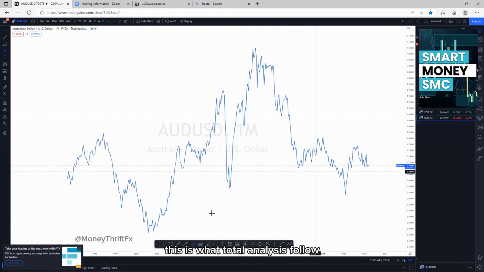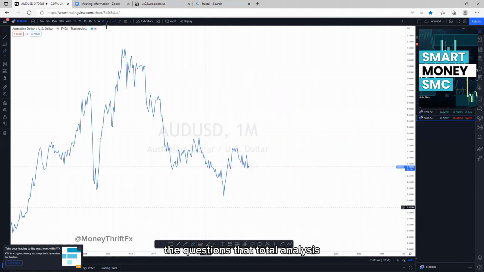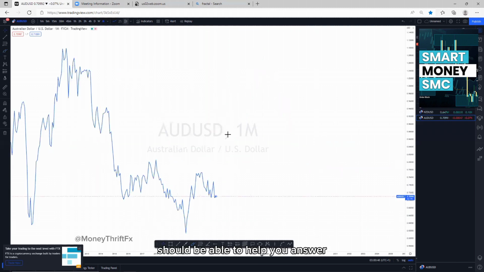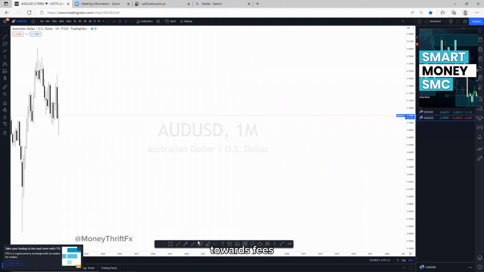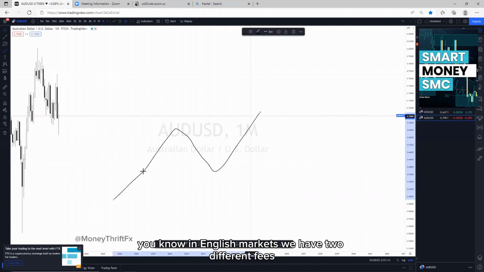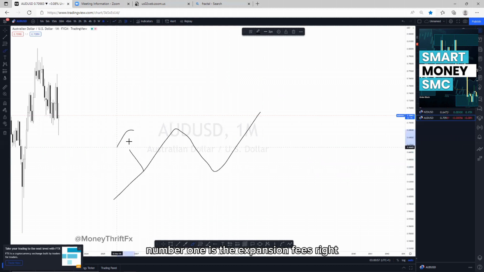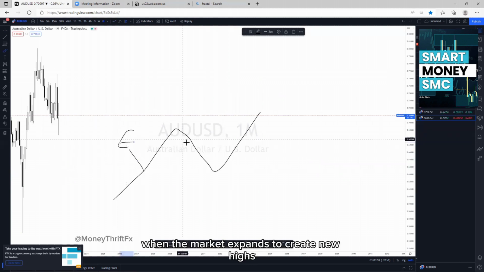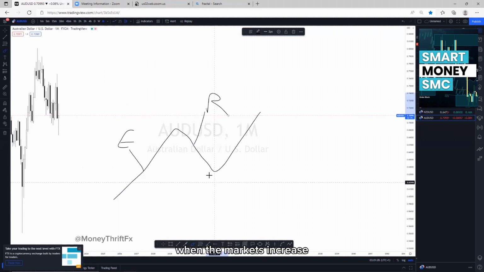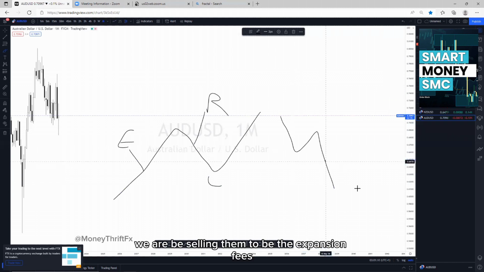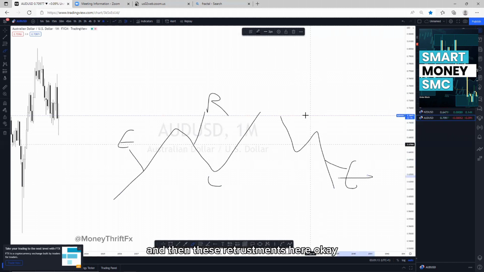All right, this is part of the questions that top-down analysis should be able to help you answer. At what phase? In a bullish market, we have two different phases. Number one is the expansion phase, when the market expands to create new highs. And then number two is the retracement phase, when the market retraces to create new higher lows and stuff like that. Whereas in a bearish market, we have the selling leg to be the expansion phase, and then this retracement here to be the retracement phase.